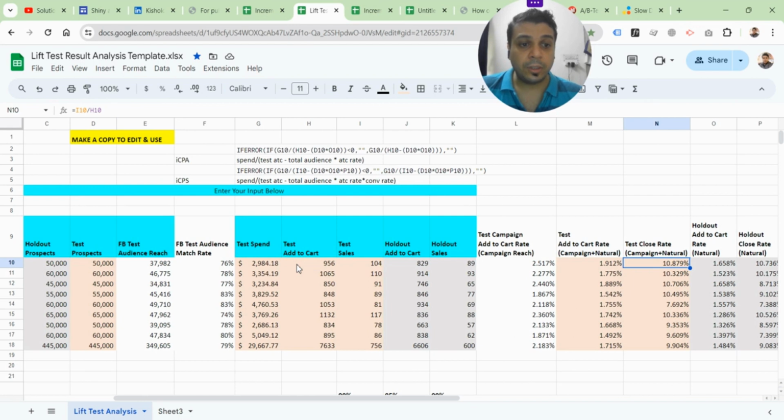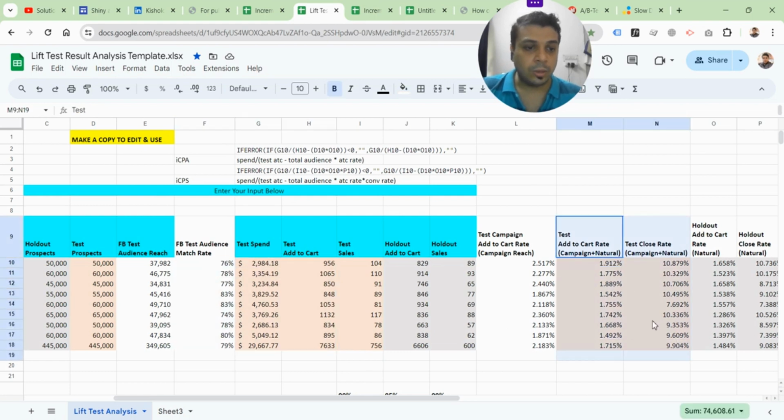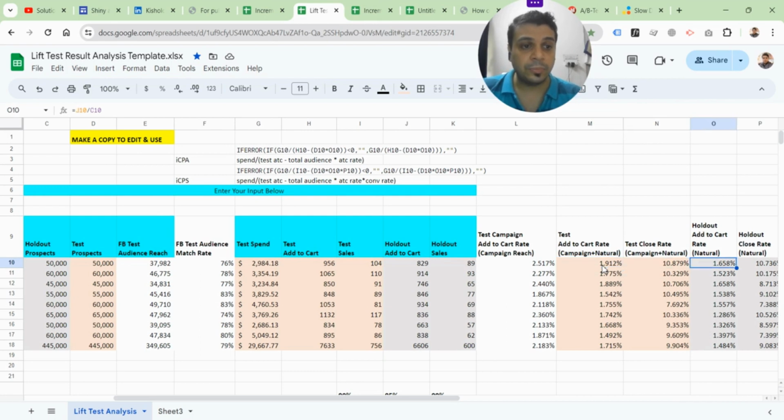And similarly, we have the number for close rate. So close rate is simply sales by the total prospects. So we have 10% or 10.87% conversion rate, you can say, and that add to cart rate is 1.912%. So as you can see, these are all marked in an orangish sort of color, and that's because these are the ones we are really going to consider.